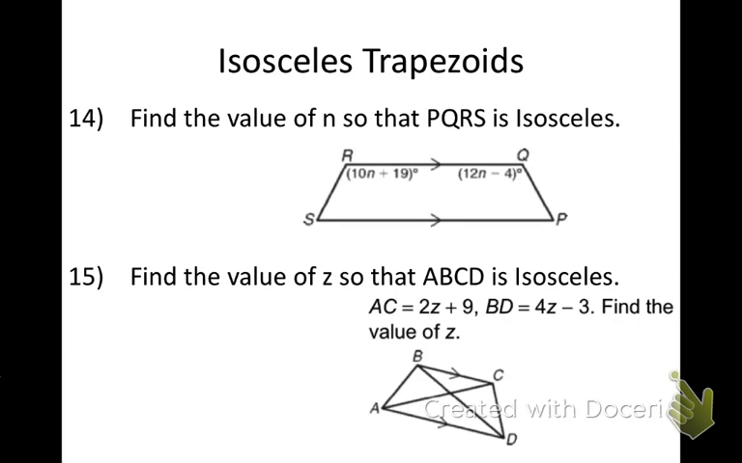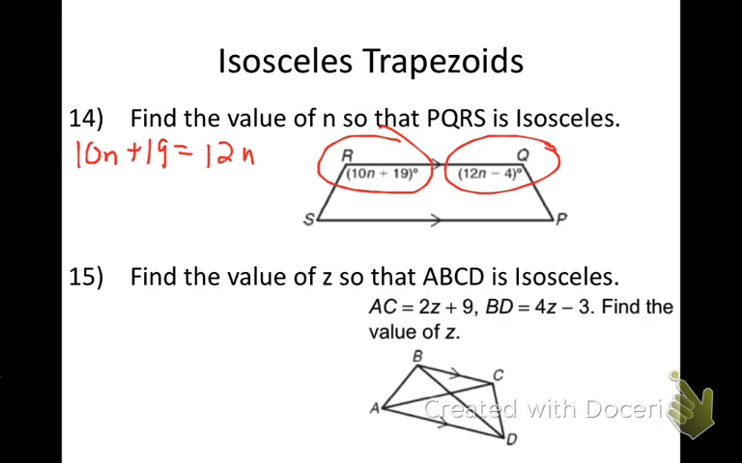Number 14. It says find the value of n so that PQRS is isosceles. The top and the bottom. If this is isosceles, what do you know about angles R and Q? They would be the same. So what would you do to solve for n? Set them equal to each other. 10n plus 19 equals 12n minus 4. And you would solve for n.